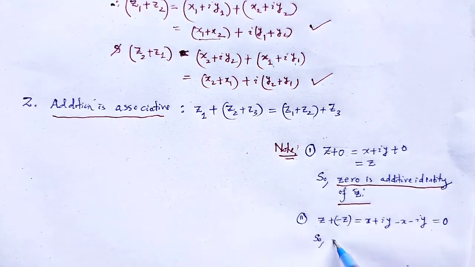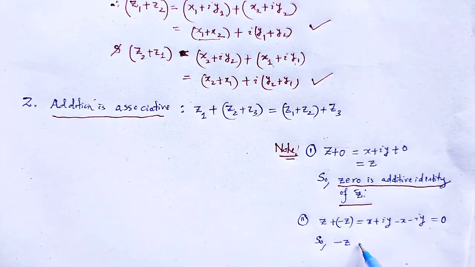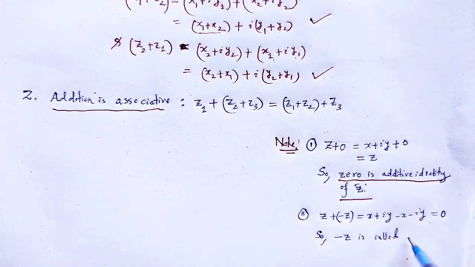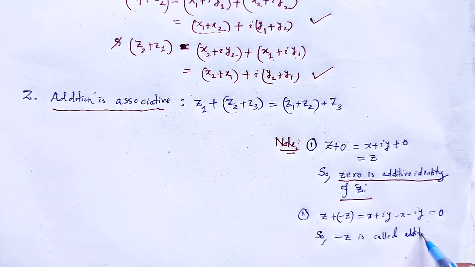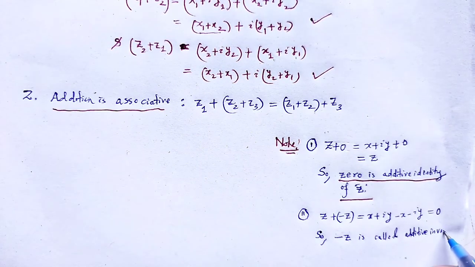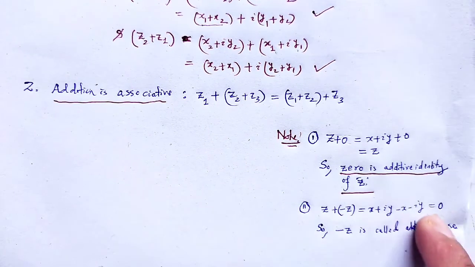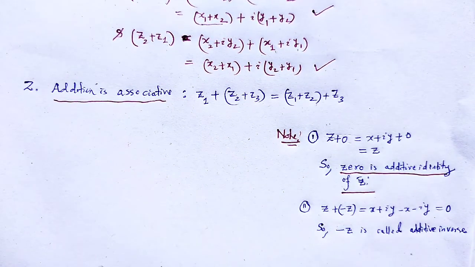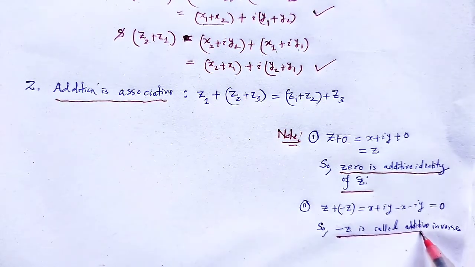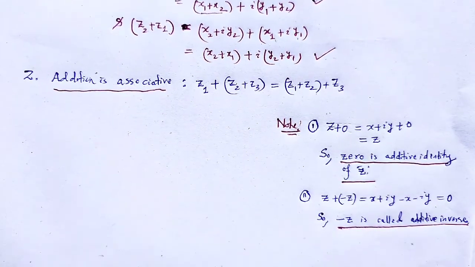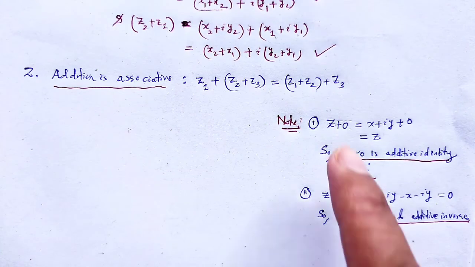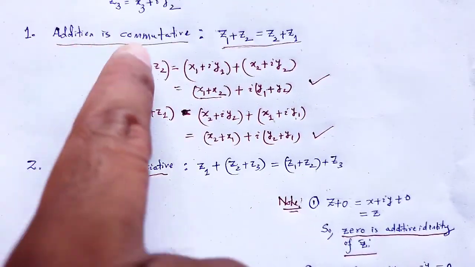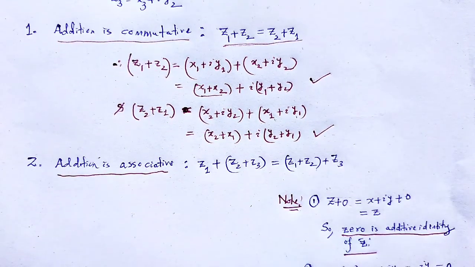Therefore, minus Z is called the additive inverse. Adding these two numbers results in 0. So, that number is said to be the additive inverse of another number. Minus Z is called the additive inverse. These two are referred to for the addition case.